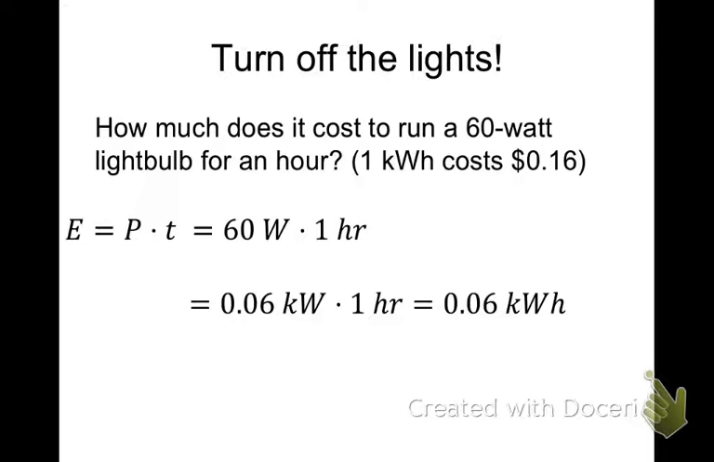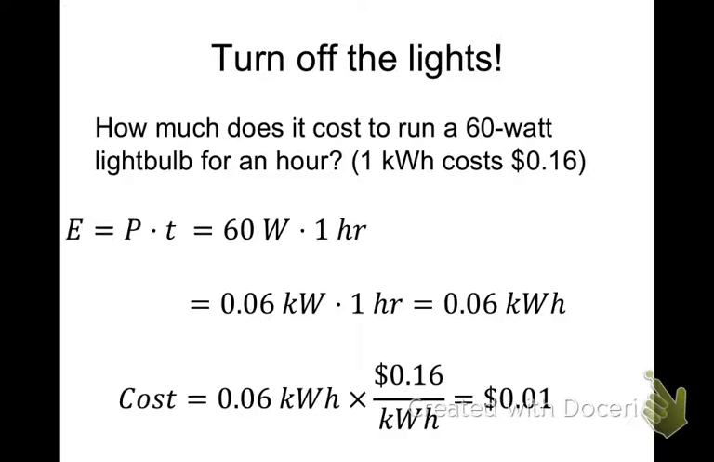Power times time, and we're just going to keep them in kilowatts and hours instead of converting them to regular old joules, because we pay for kilowatt hours, not joules. So instead of watt seconds, we're going to say kilowatt hours. It's sort of the same idea. But that 0.06 kilowatt hours at 16 cents per kilowatt hour costs me 1 cent.